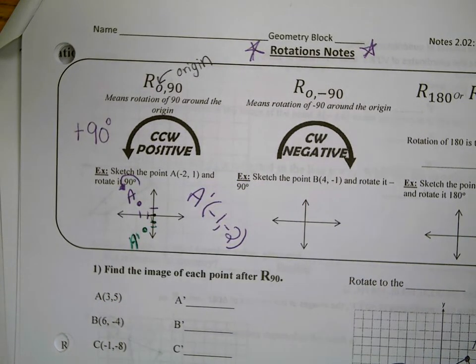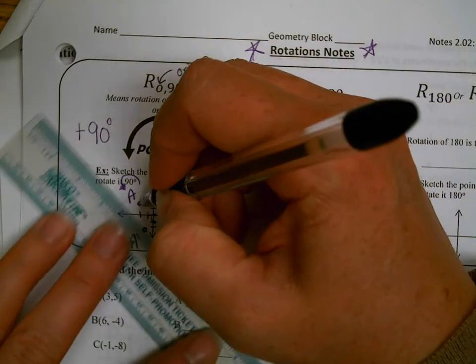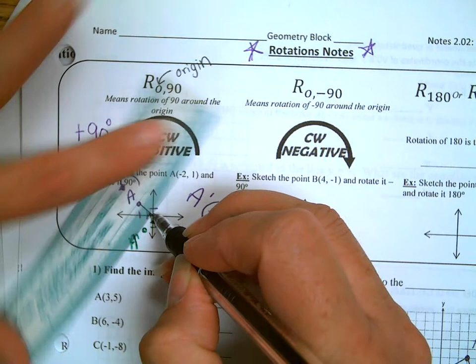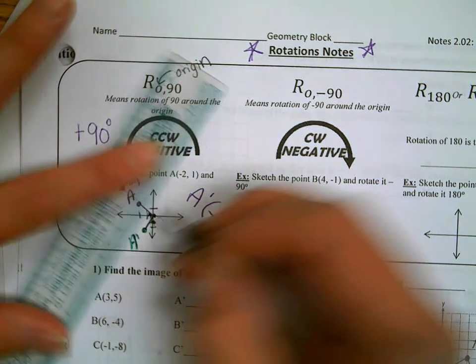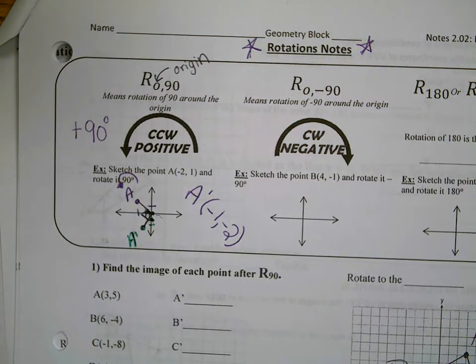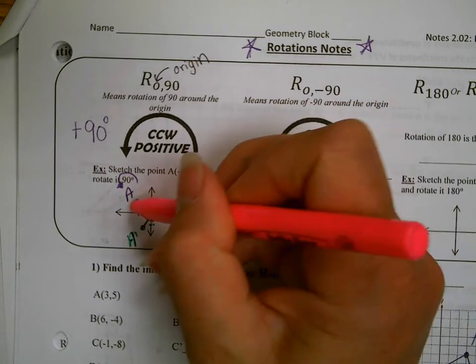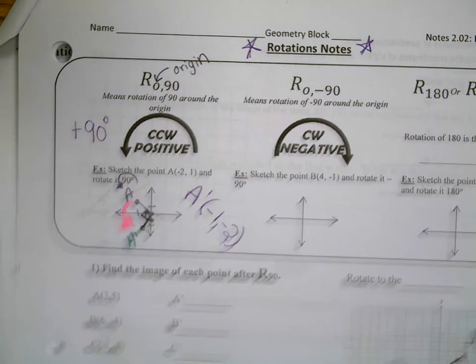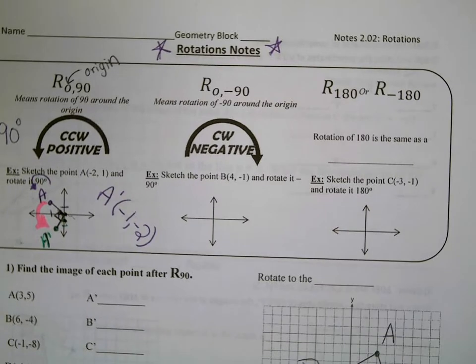And if I connect A to the origin, and then the origin to A prime, you can see that we have this right angle. And therefore, that point A rotated to the left 1 quadrant. Okay, we're going to do the same thing with point B.